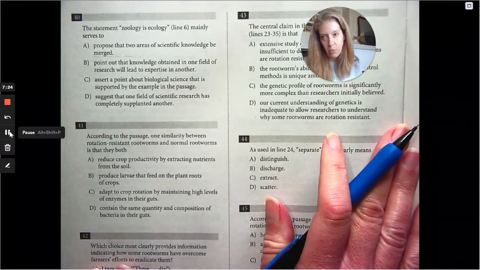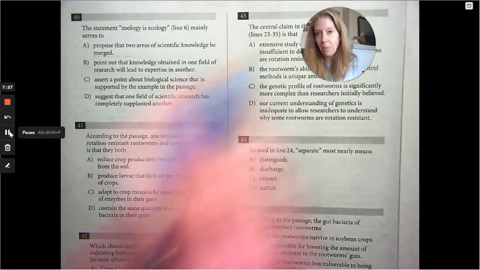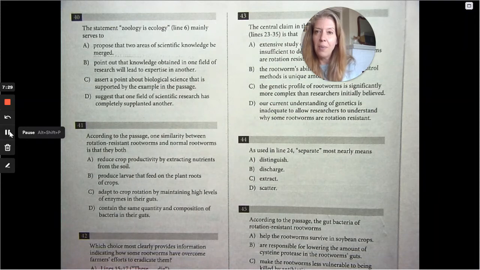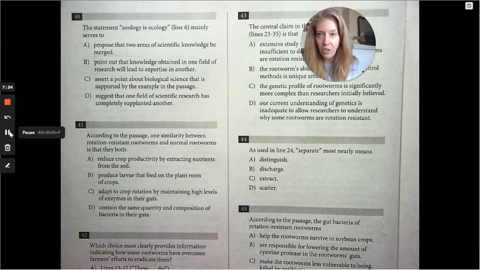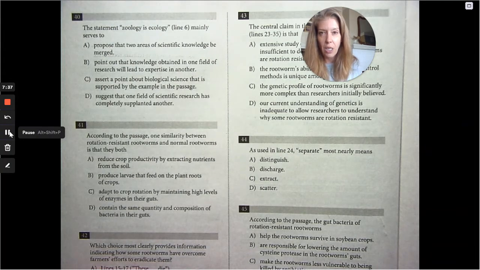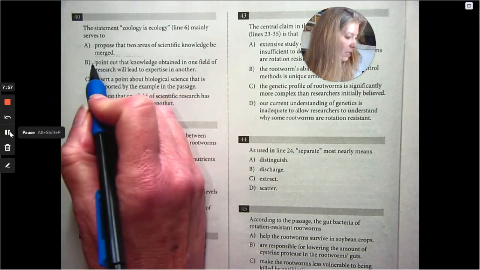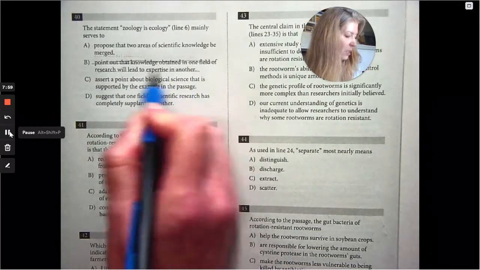If we have to look back, we'll look back. But if we don't have to look back, I don't want to look back. I just want to keep going. So the statement, zoology is ecology, mainly serves to propose that 2 areas of scientific knowledge be merged. I don't really like that they said scientific knowledge; zoology and ecology are disciplines. All right, we'll keep it. Point out that knowledge obtained in one field of research will lead to expertise in another. I really don't like that.